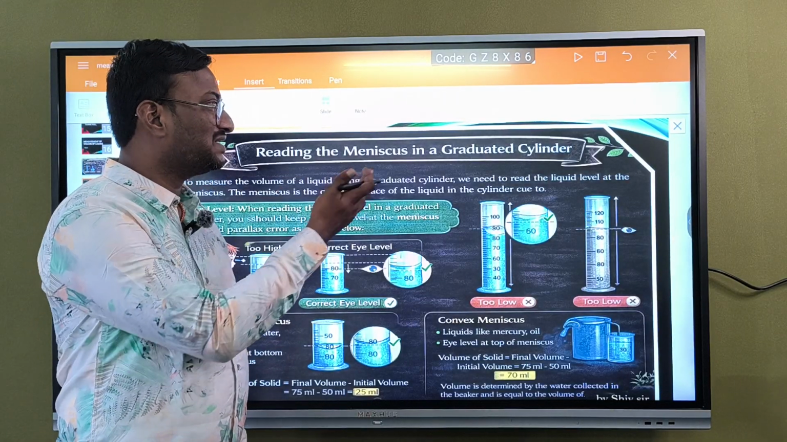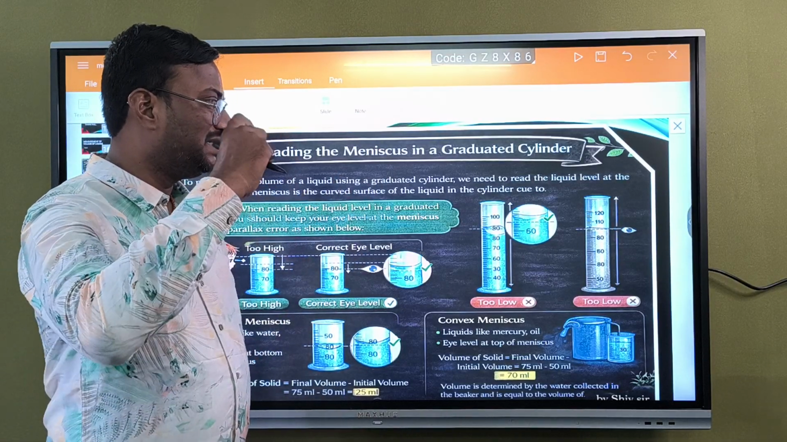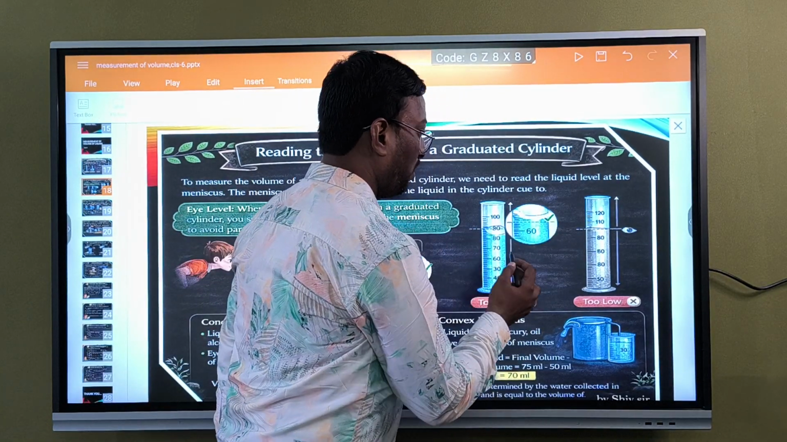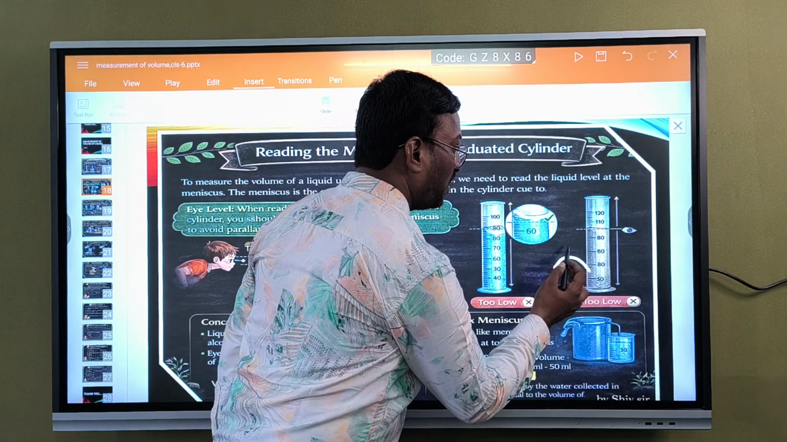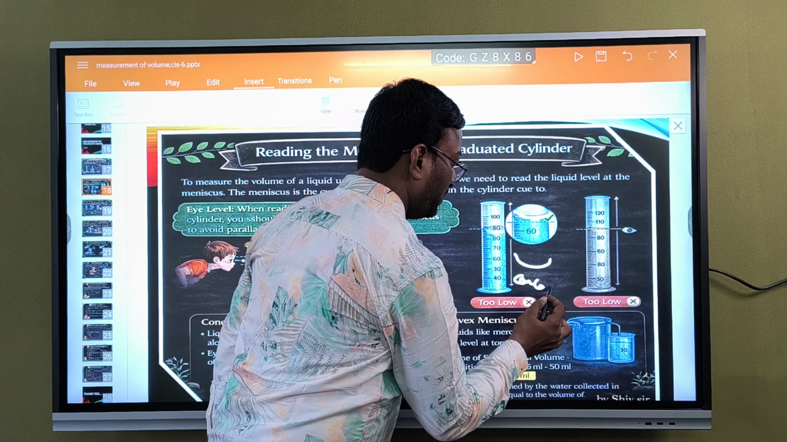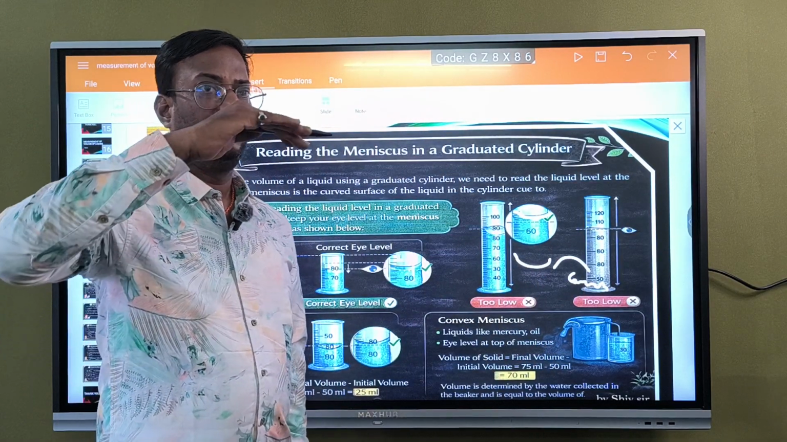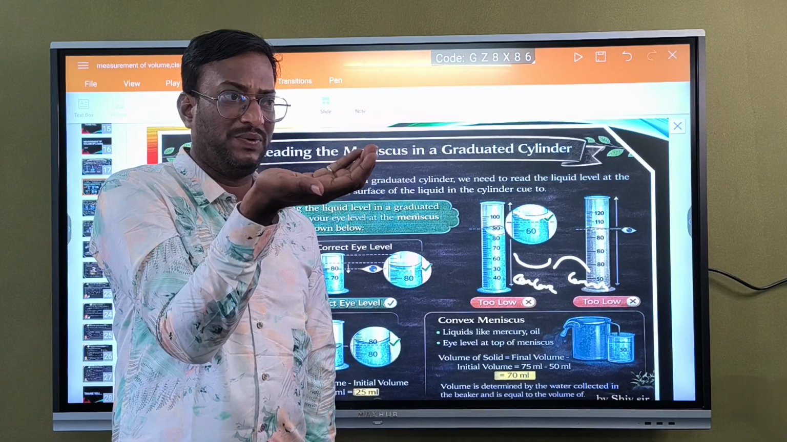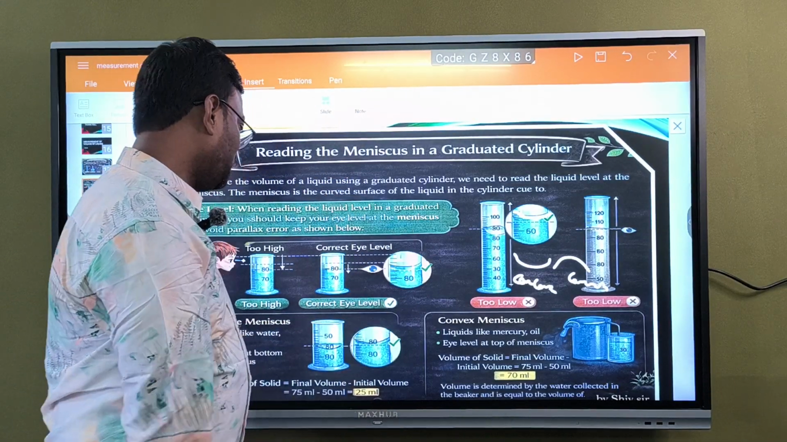Right, reading the meniscus of a graduated cylinder. The meniscus may be concave shape, or the upper one we call convex shape. This is concave shape and this is convex. Convex means bulged shape, reverse of U. Concave means U shape, right? So there may be both the things.